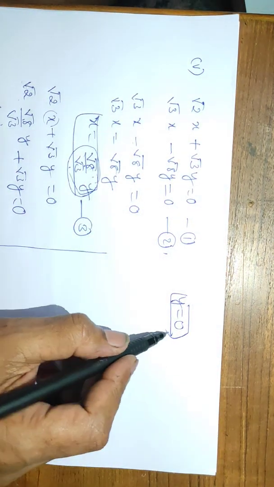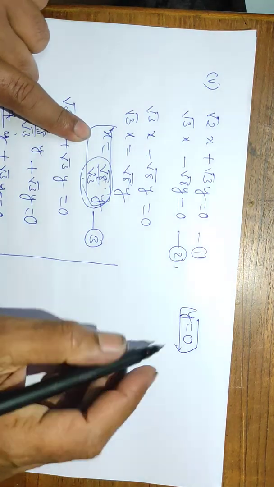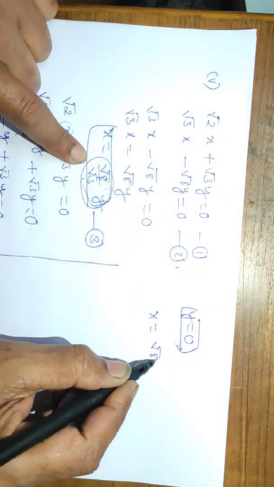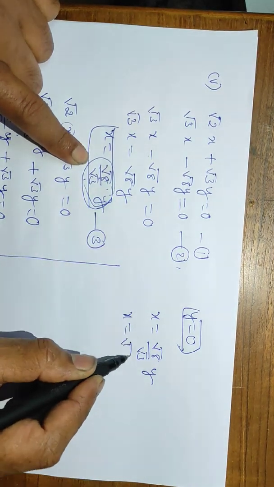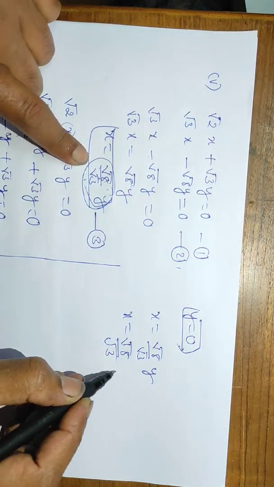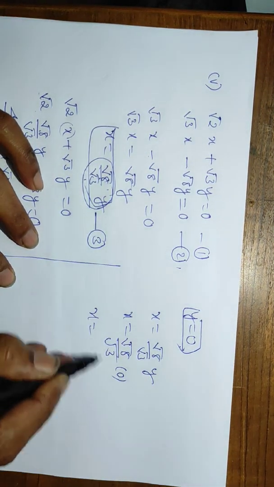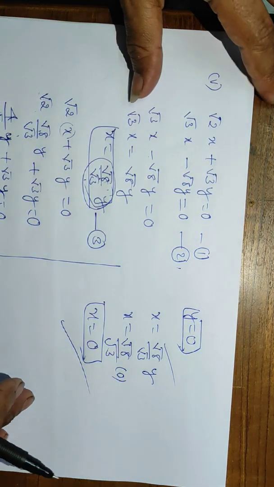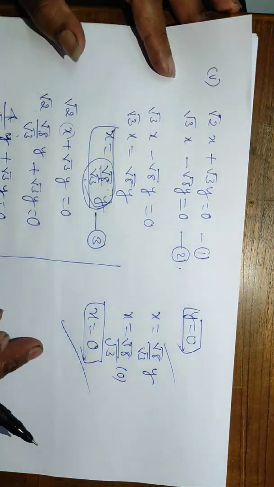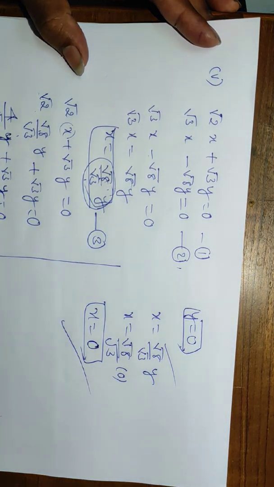So substitute the value of this variable in equation 3. x equals root 8 by root 3 into y. x equals root 8 by root 3 into, what is the value of y? 0. Once again, 0 into anything is 0. So the value of both x and y in this problem is 0 only.